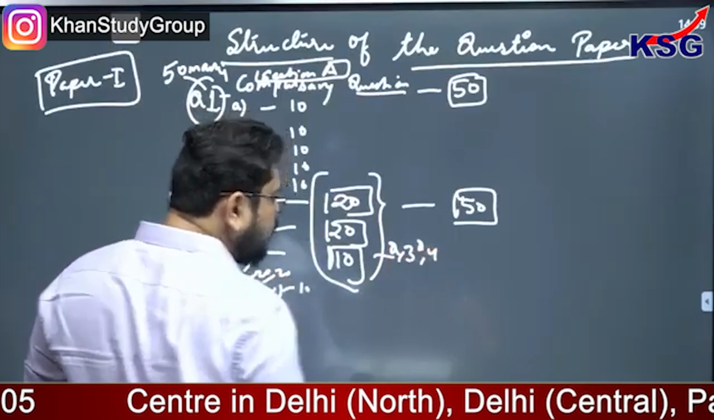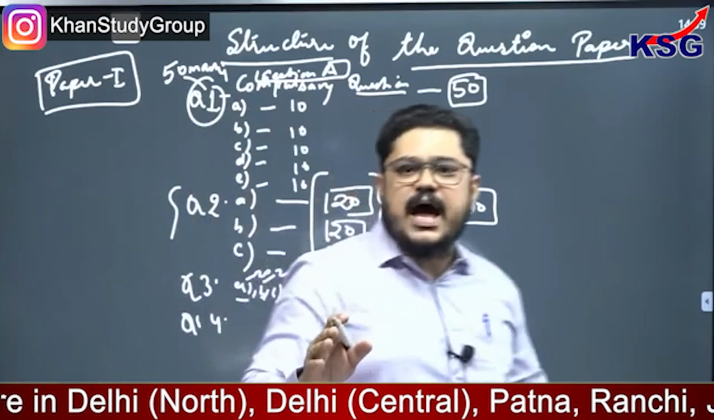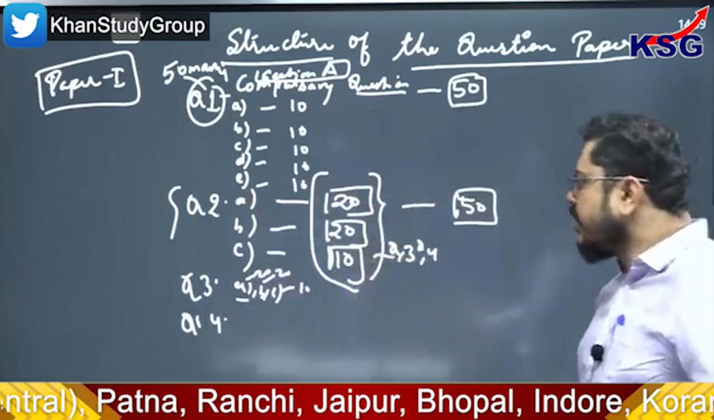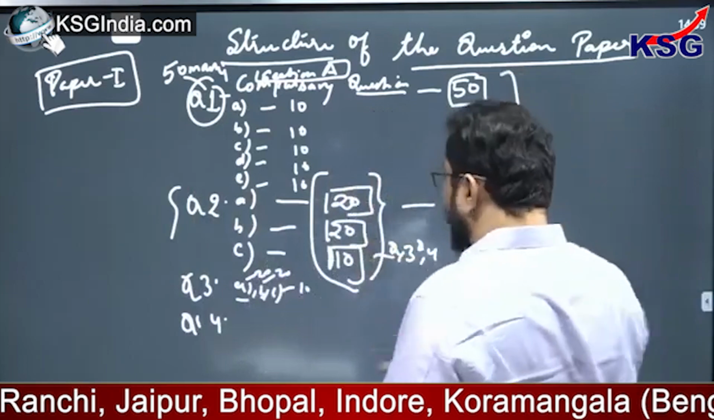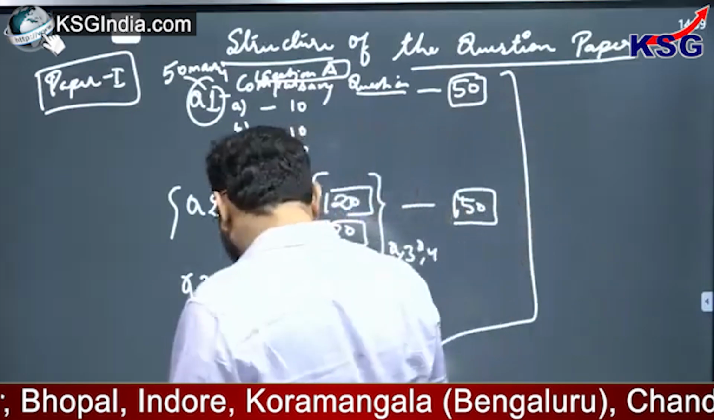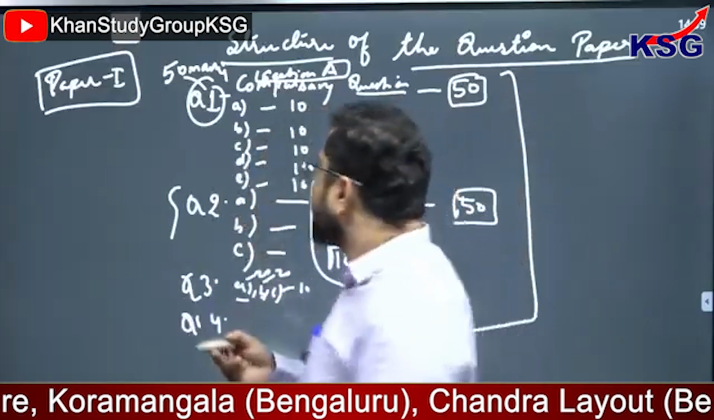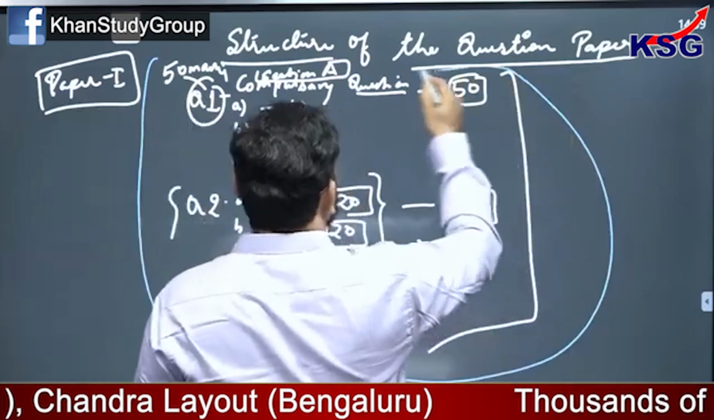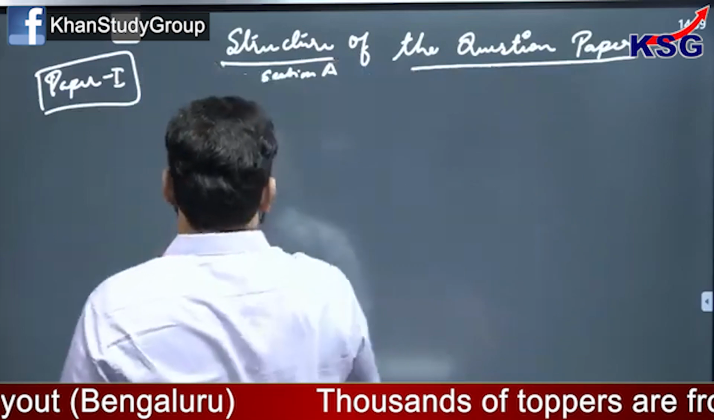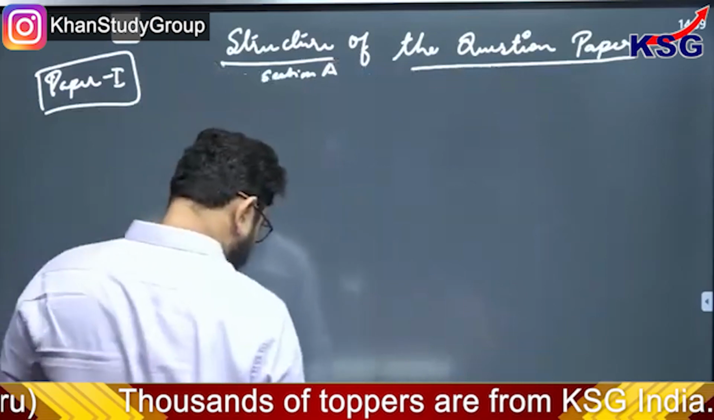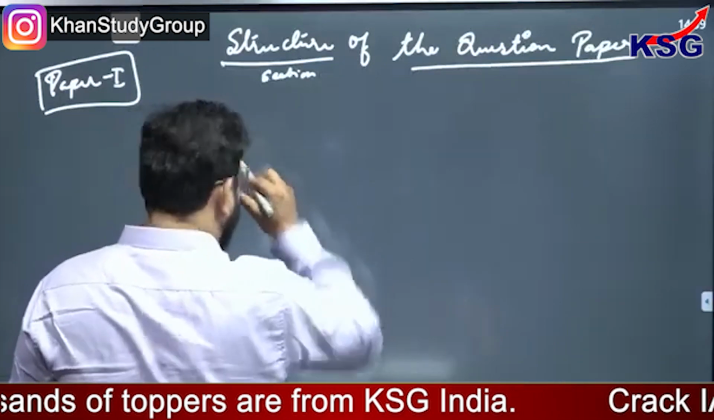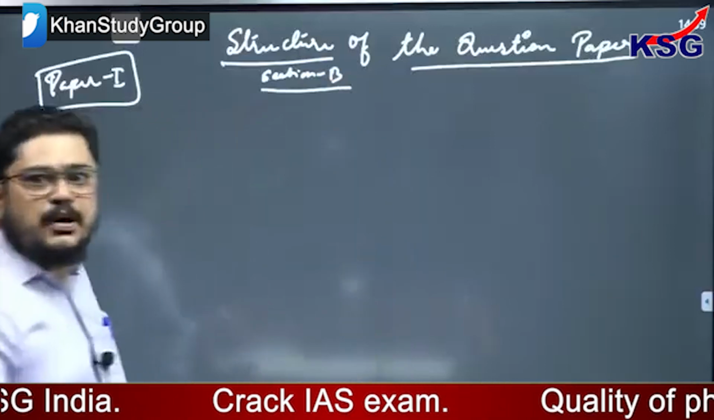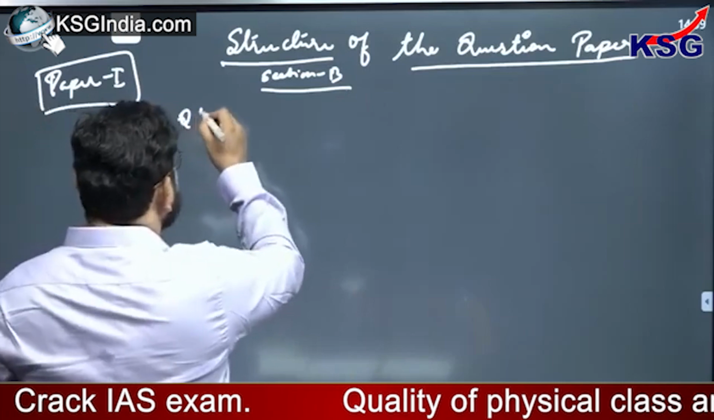So the structure of questions 2, 3, and 4 is similar, and the marks distribution is also similar, which is 20, 20, and 10. Okay, so this constitutes section A of the paper. Then we move to section B of the question paper. Now here it starts with question number 5.